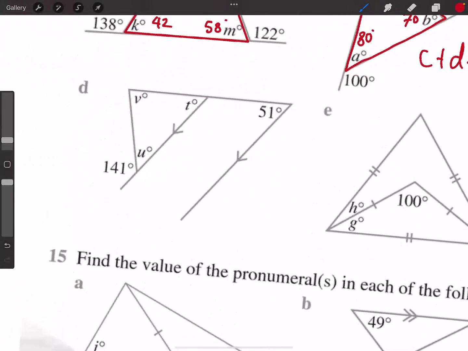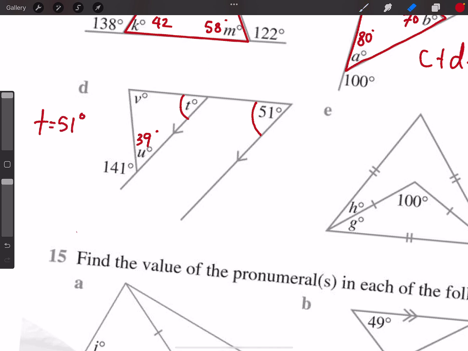Next one, question D. This is 141. 141 plus angle U makes a straight line, which means it adds up to 180. So therefore, this must be 30. Whoops. This must be 39 degrees. Okay. What else? Oh yes, this is 51. This must be 51. T is equal to 51 degrees.